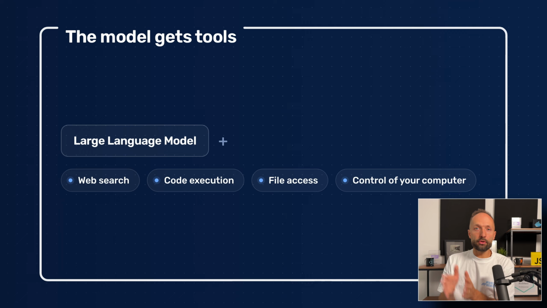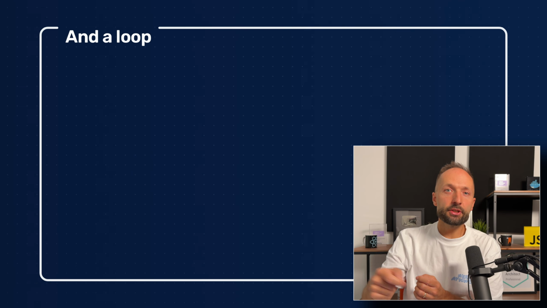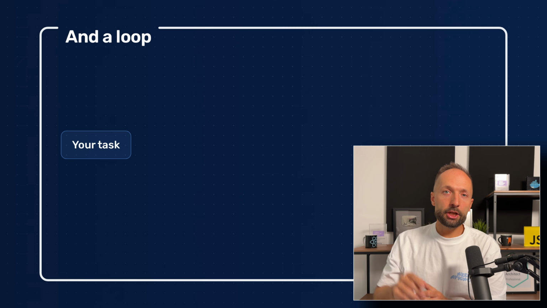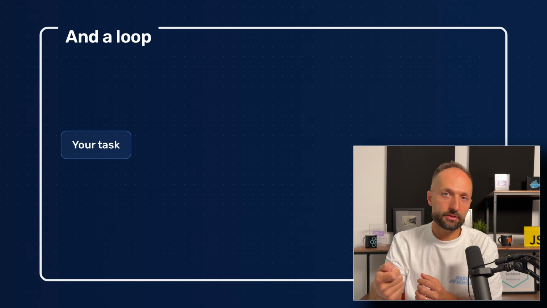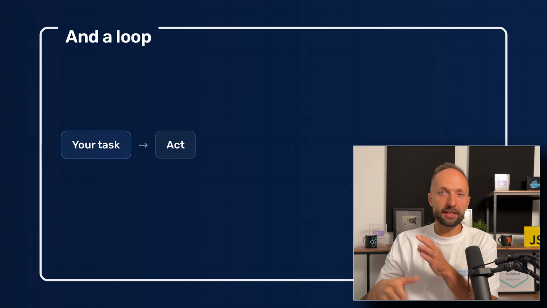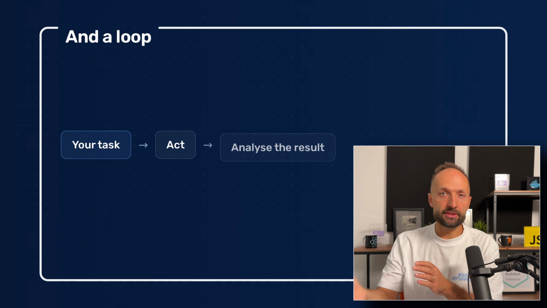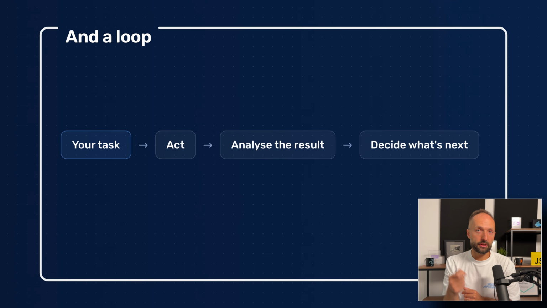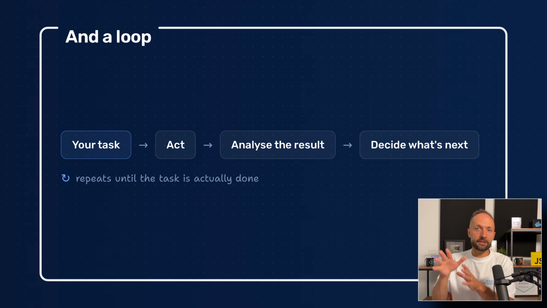And in addition to those tools, you also add a looping logic. So this means if you add a task to an AI agent, it will complete this task in many different loops, in many different iterations. So it starts the task, it gets a result, it analyzes the result it has, and then it decides how it should continue. And it continues this loop until the task is completed.